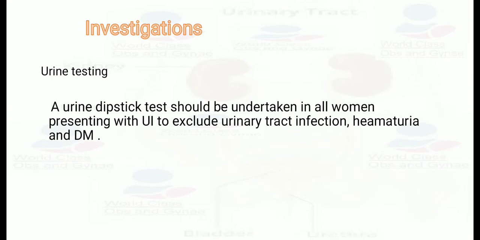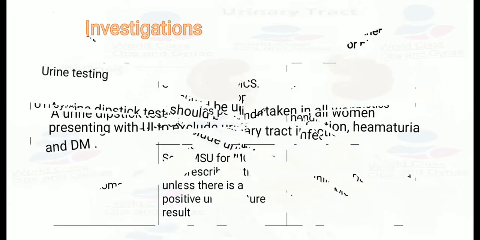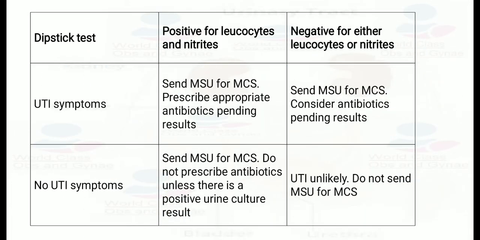Then, how would you do the investigation? A urine dipstick should be undertaken in all women presenting with urinary incontinence to exclude urinary tract infection, hematuria, and diabetes mellitus. Among the tests, we have the dipstick test. If it is positive for leukocytes and nitrite, then we send MSU for MCS, culture and sensitivity. Okay, and it may be negative for either leukocytes or nitrite.